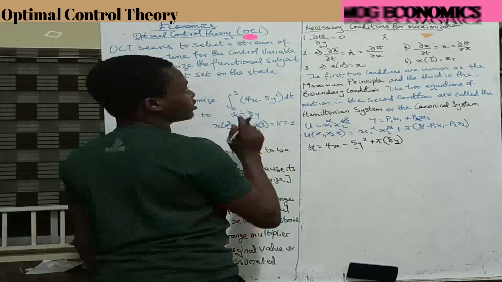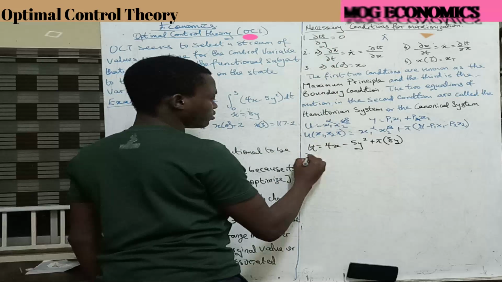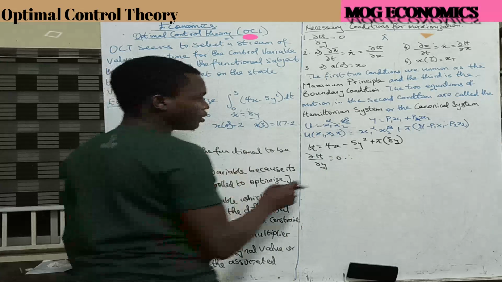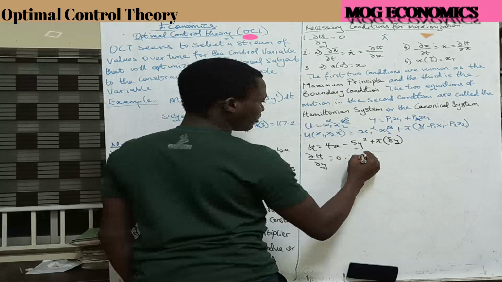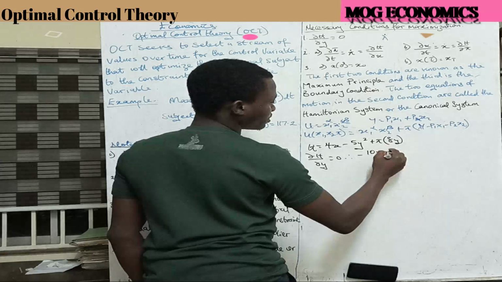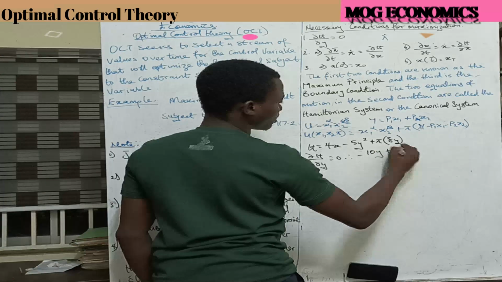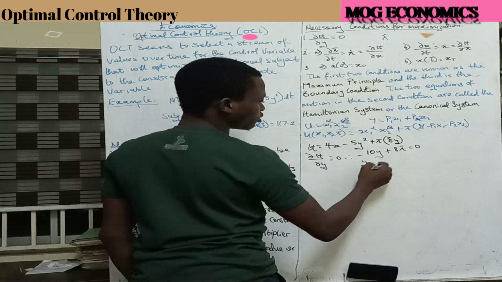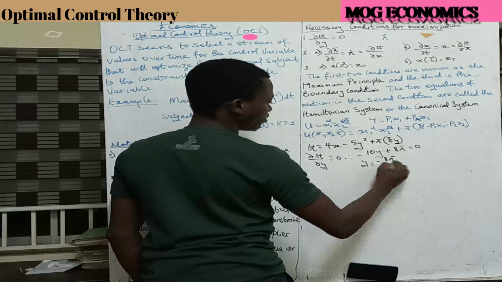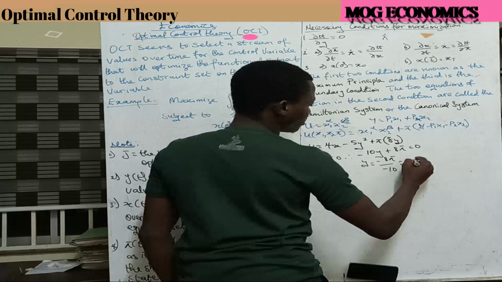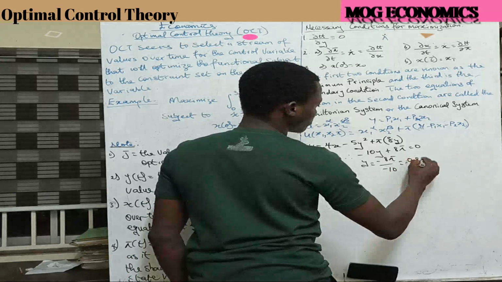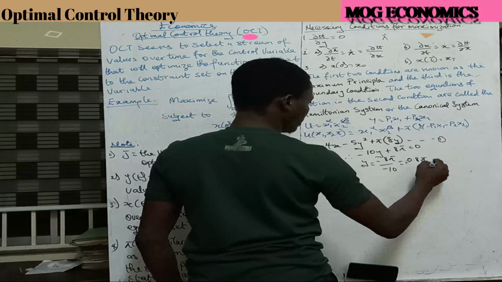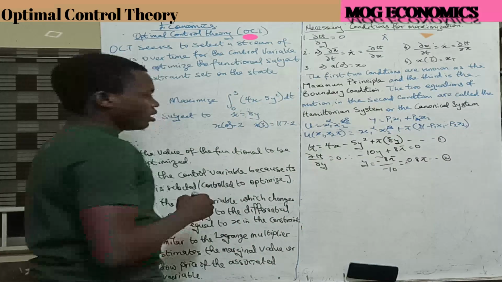From here we are going to do three things: dH/dy equals 0. Where is y? We have minus 10y plus 8 lambda equals 0. So from here, y equals minus 8 lambda over minus 10, which is 0.8 lambda. Let me call this equation 1 to make things easy, and this equation 2. All right, so we are done.